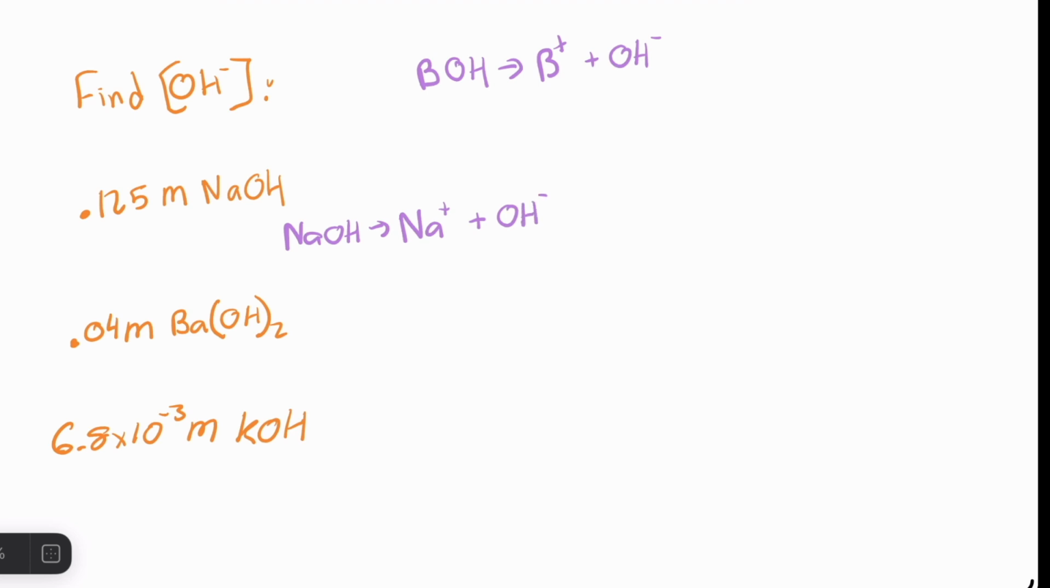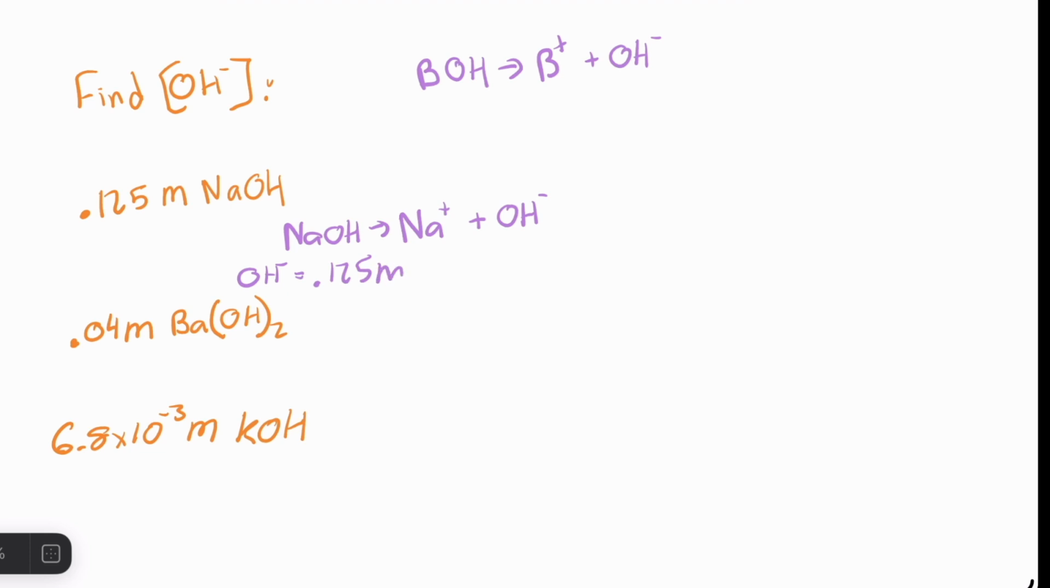If we look for how many OHs or how many steps we had to take in order to fully dissociate to that 100%, it's only one step. So for every one NaOH, we have one OH. So 0.125 molar concentration of NaOH will give us an OH minus concentration of 0.125 molar. Let's look at the second problem.